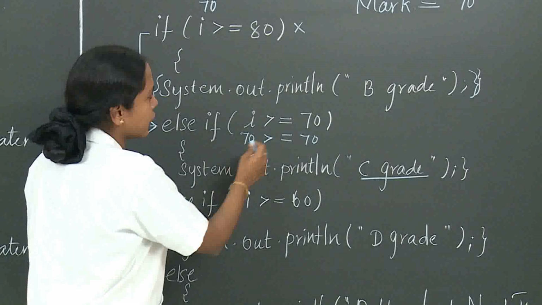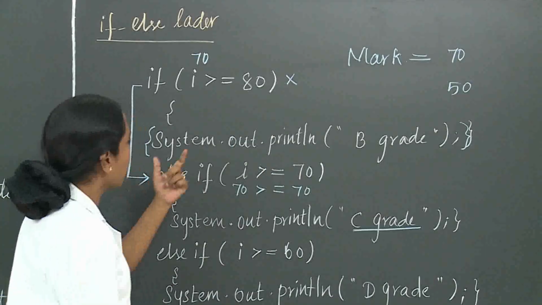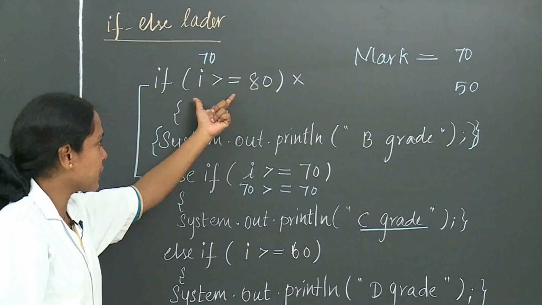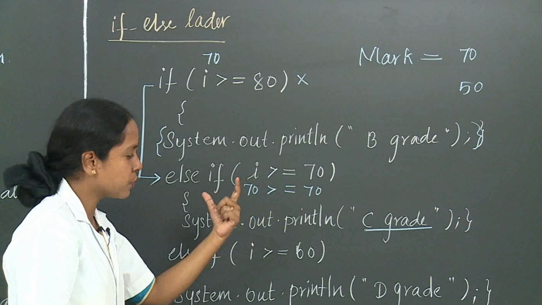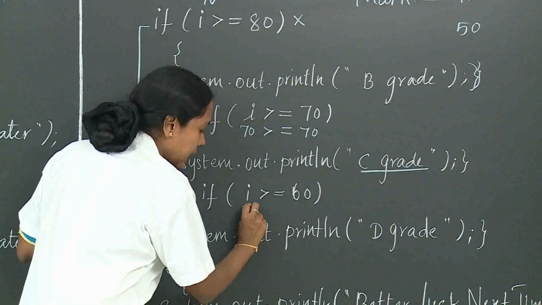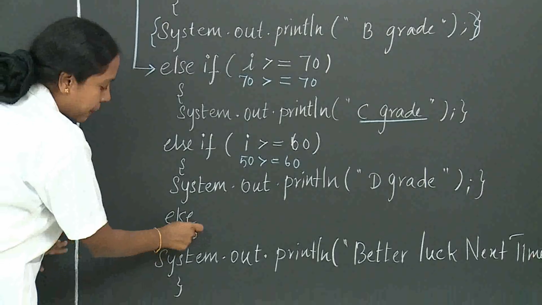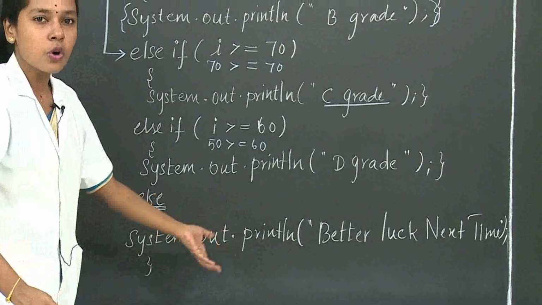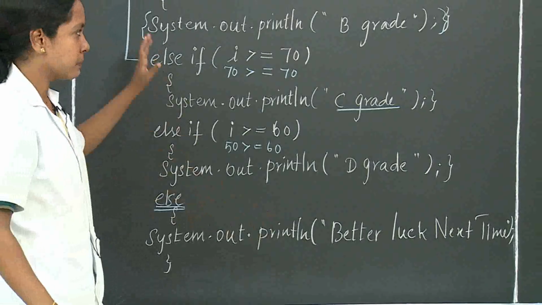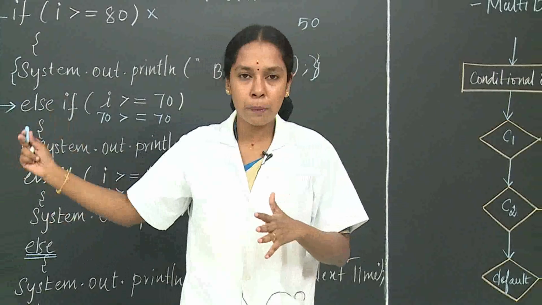The other conditions are false. If I take 50 as my mark, the first condition is false, the second if statement's condition is false, and the third if statement's condition is false. So by default it prints the else statement, that is better luck next time, that is fail. So it will show better luck next time. This is an if else ladder. Now you can be clear with the looping statements.